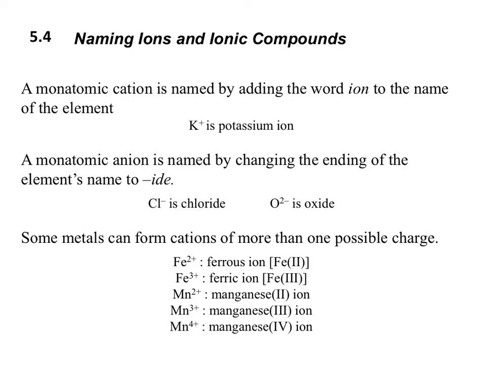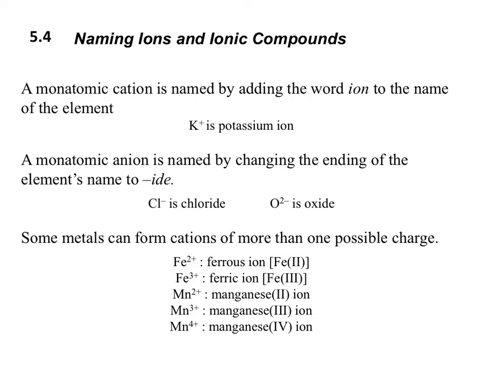Some metals can form cations with more than one possible charge. So Fe2 plus would be the ferrous ion. Fe3 plus is the ferric ion. Mn2 plus is manganese 2 ion. Mn3 plus is manganese 3 ion. And Mn4 plus is manganese 4 ion. Notice the use of Roman numerals in this case.